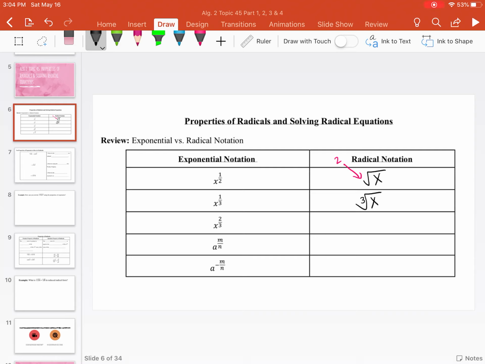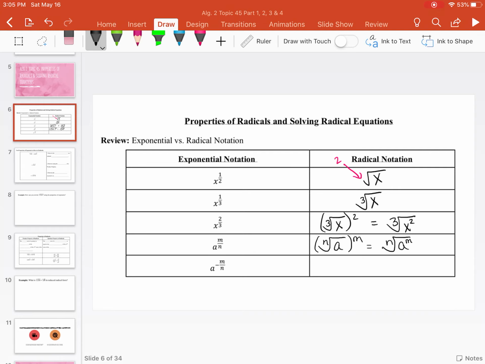Moving along to x to the 2/3, this is the same thing as the third root of x squared, or you may see it written as the third root of x squared, where the exponent is included inside the radicand. If we want to generalize, this is the same thing if we have a to the m over n as the nth root of a all to the mth power, or the nth root of a to the m.